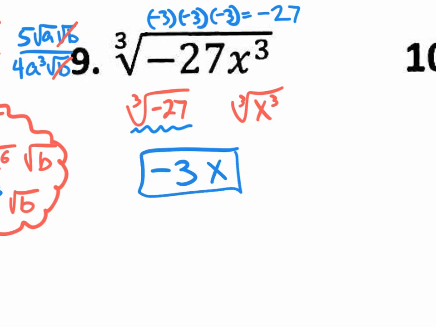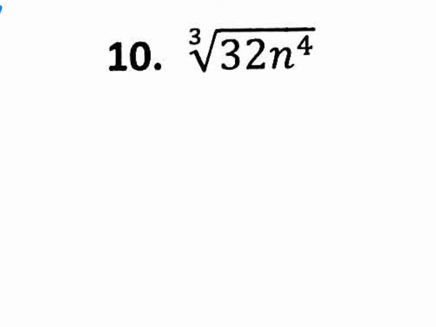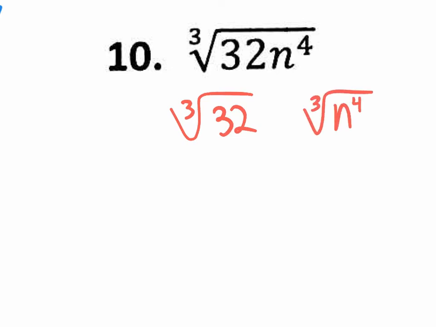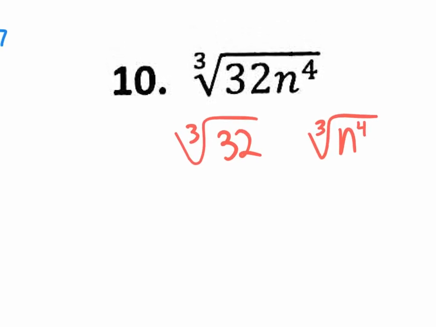Let's jump to number 10. Again, another 3rd root. Let's split it. So we have the 3rd root of 32. We have the 3rd root of n to the 4th. And 32 is not a perfect cube number. So you might want to jot down your perfect cube number list to help you out here, because we want a perfect cube number.